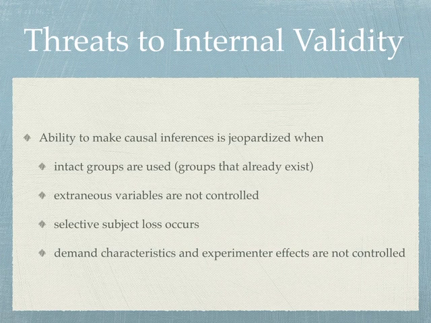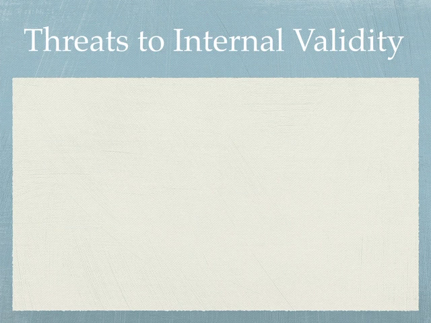We also have issues with demand characteristics and experimenter effects that are not controlled. Again, these are things that we'll go into and talk about in more detail. Experimenter effects are when the experimenter has an idea of how they think the outcome is going to be, and that's not controlled for. And so they're responding differently to the treatment condition versus the control condition. Demand characteristics can be any number of things that, again, we'll go into in a little bit more detail.